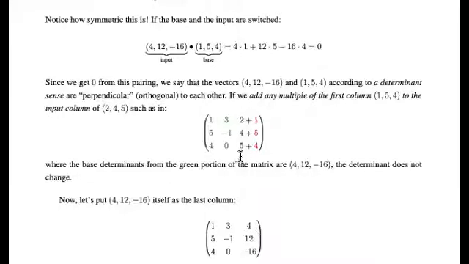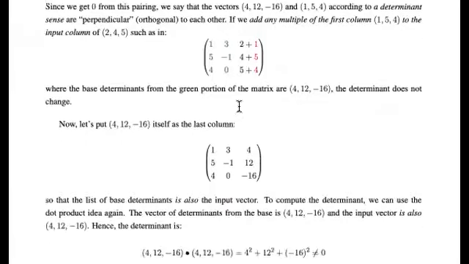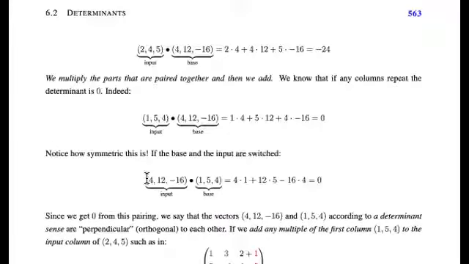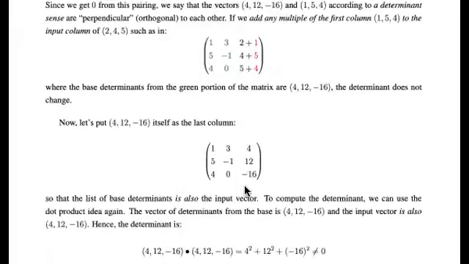The determinant won't change, right? The determinant doesn't change. So remember that. Also, now let's put 4, 12, negative 16 in. Now remember what that is. That's the vector of determinants. So let's put that in there.